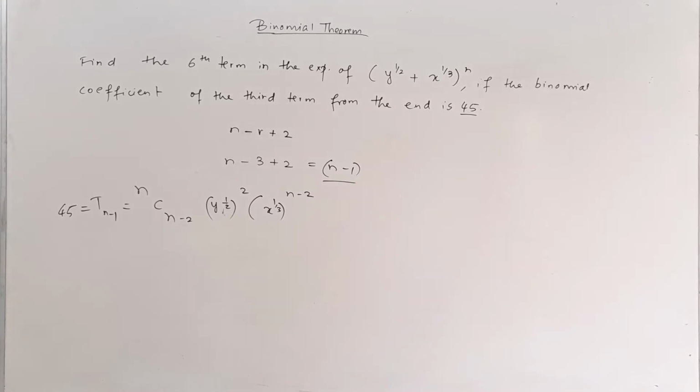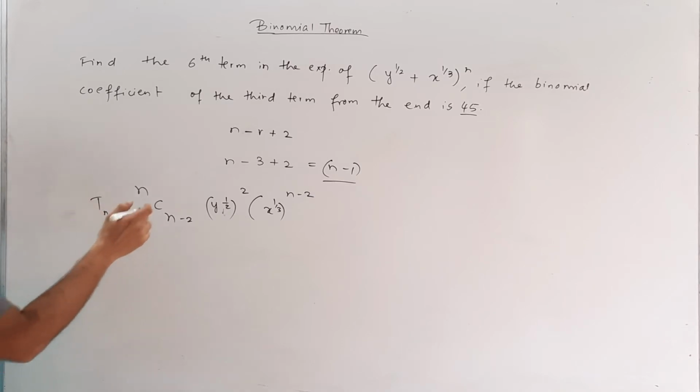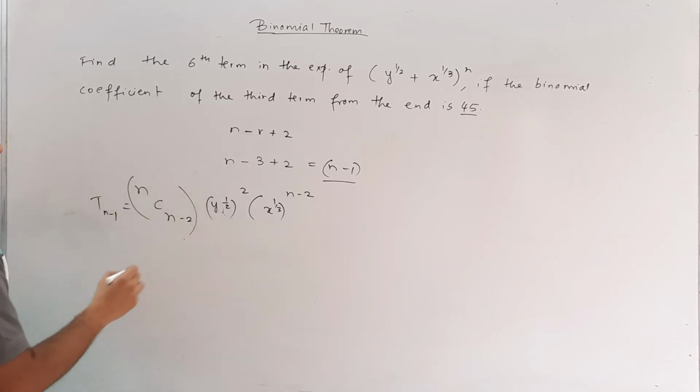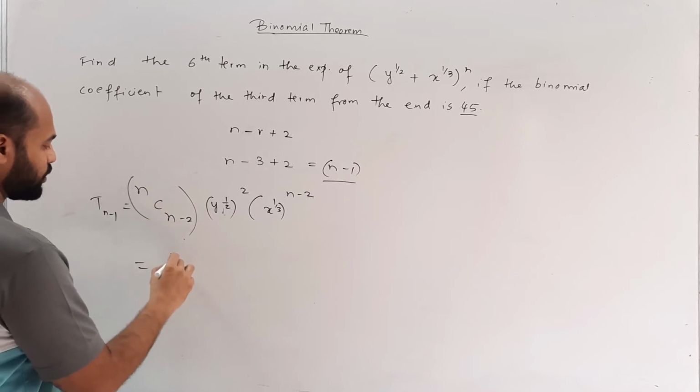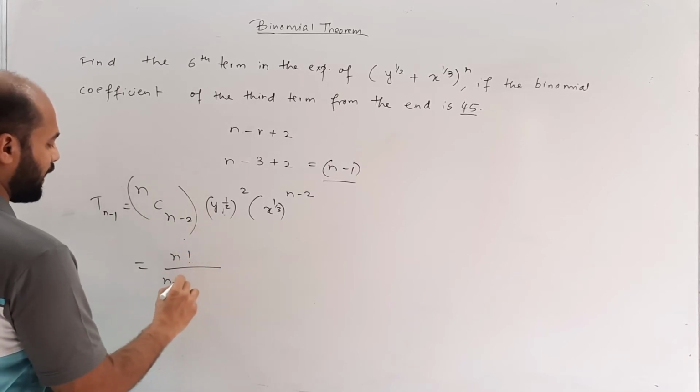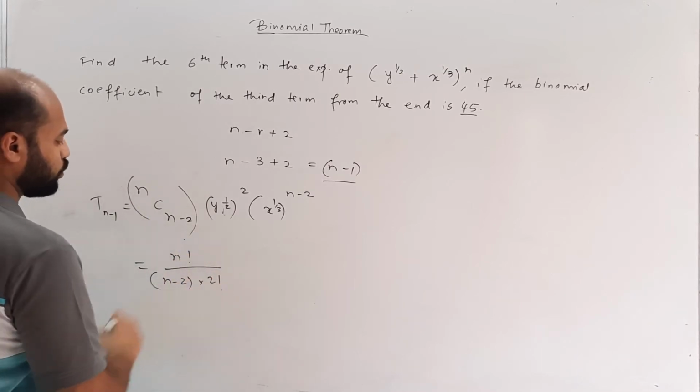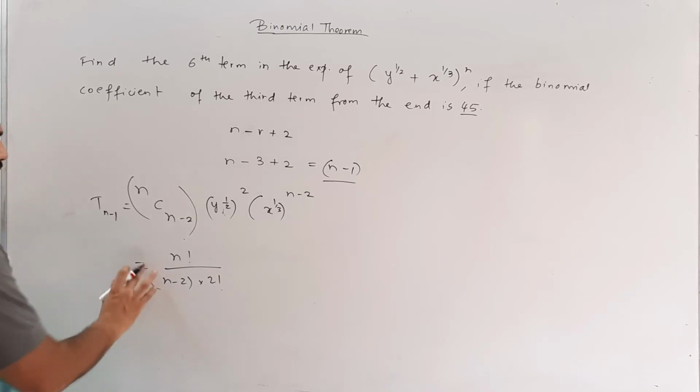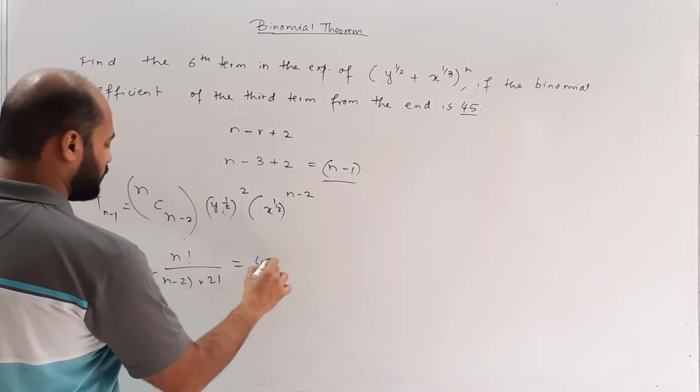Now what we have is the coefficient of this term, what we are talking about. This is the coefficient. So this is what they are talking about. If we do this calculation, we are going to get n factorial by (n minus 2) factorial into 2 factorial. So this is equal to 45. This is what we get.